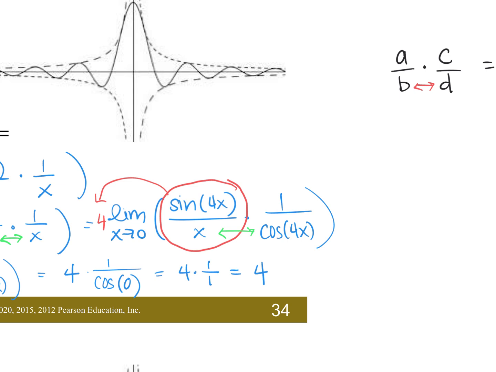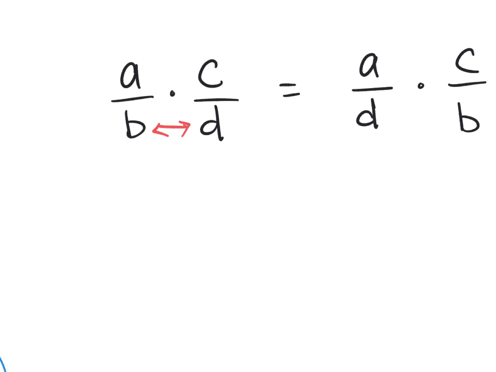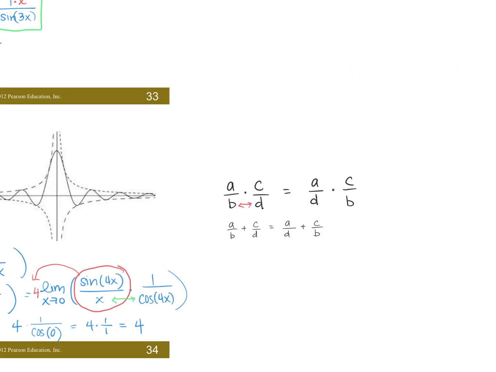Like you can't do that in adding or subtracting of fractions. Don't think that you could go a over b plus c over d, oh, I can just flip-flop and put the d first. That's totally illegal. It can only work in multiplication because multiplication is what's called commutative. But adding of fractions is not. Okay.